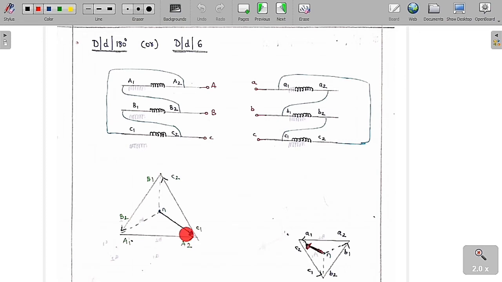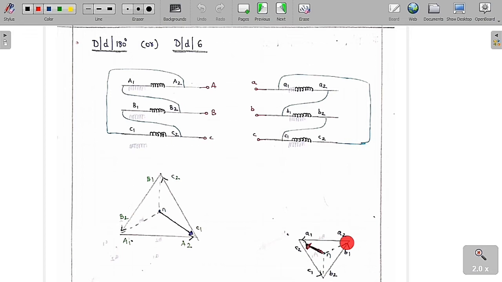We are going to take a vector. This is called a phase voltage. Now we are going to draw the vector diagram of this LV winding. If you see clearly, here also there are A1, A2, B1, B2, C1, C2.